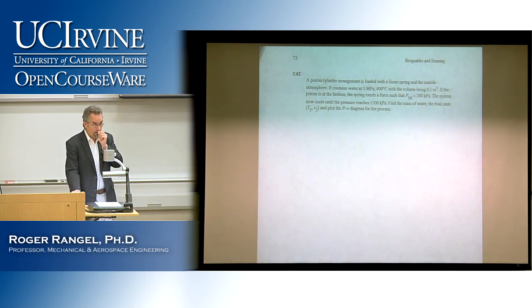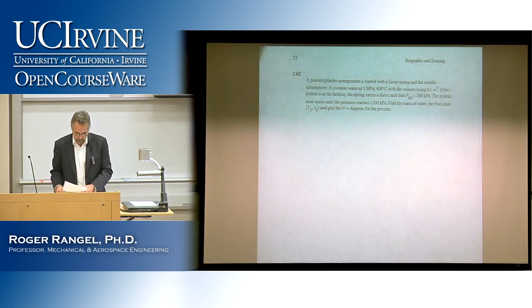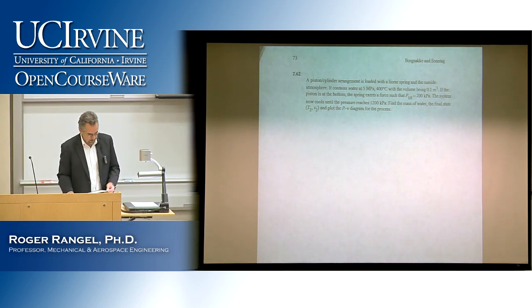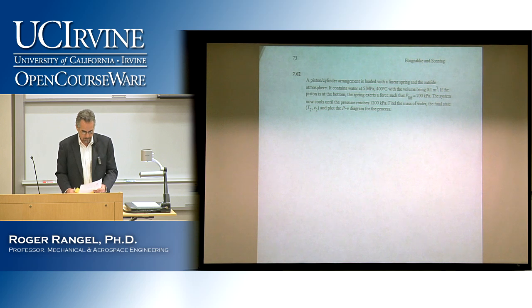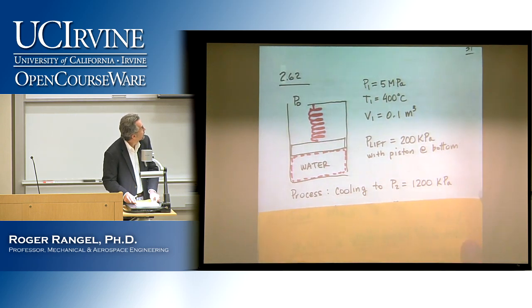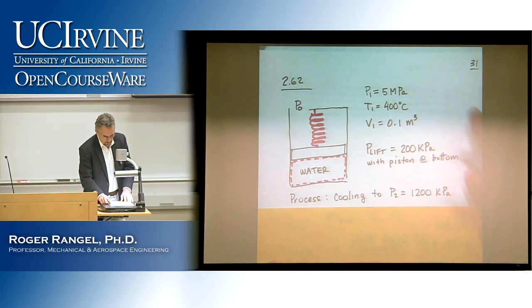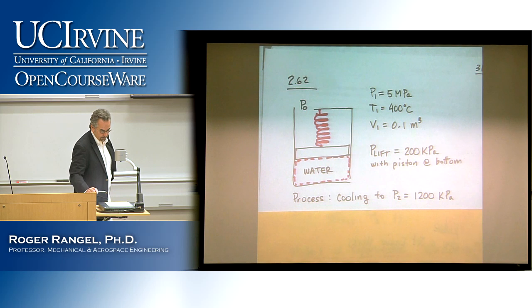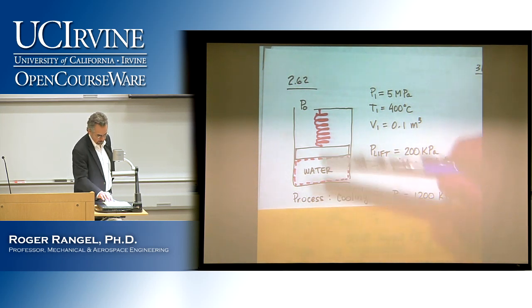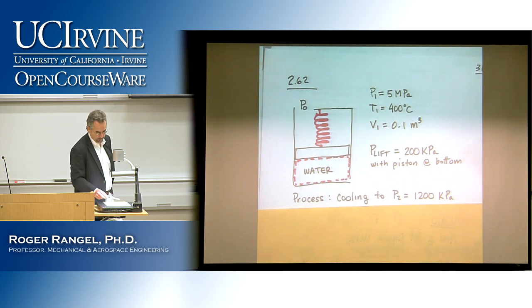This is a typical problem in this part of the course. So here is a schematic of the problem with some water there, piston, spring, open to P0, some atmospheric pressure on top of the piston.